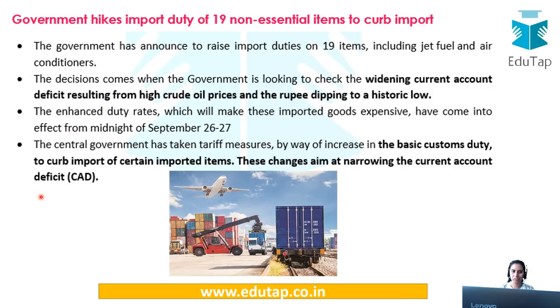So you know, two deficits are there. The current account deficit is going to be curbed through this particular step taken by the government. So this is particularly important for you, and current account deficit, you must read about that also. We'll see about that in the next slide. So government has announced to raise the import duties. Since the current account deficit is widening, oil price, petroleum price, we are a very big importer of the crude oil and the petroleum. So that is why this dipping rupee is causing a lot of problems for the government.